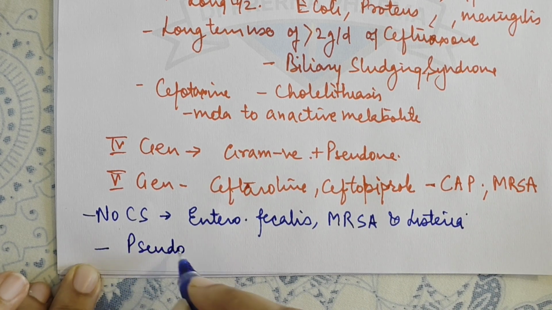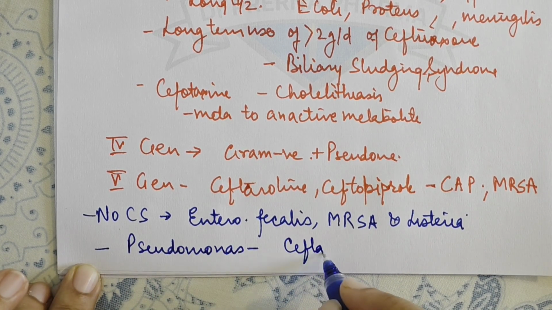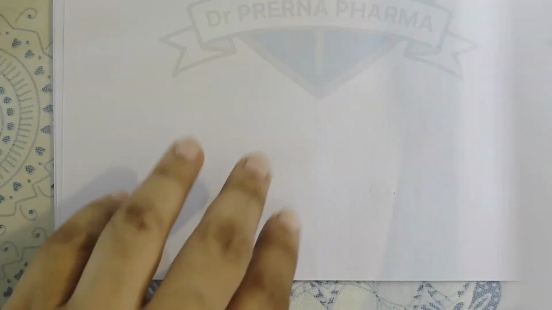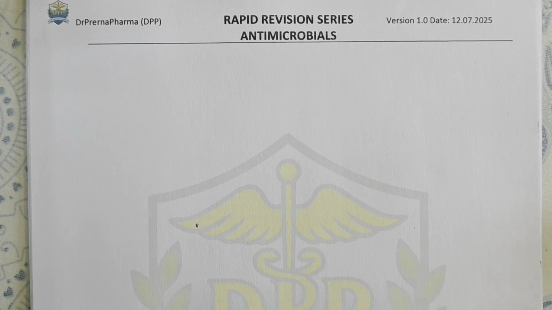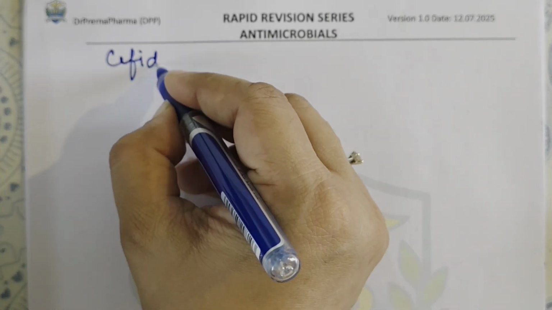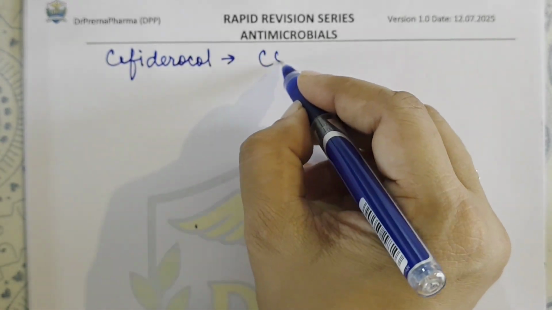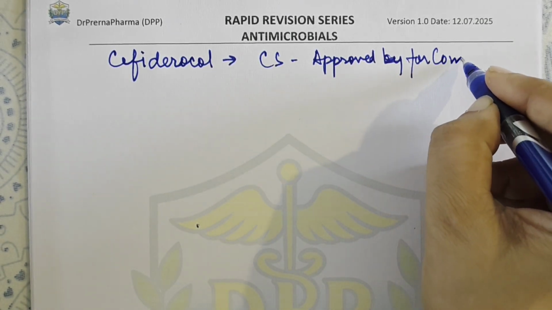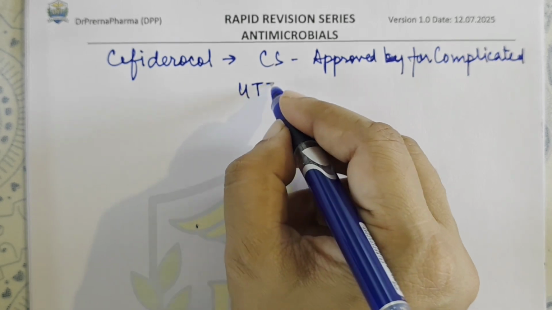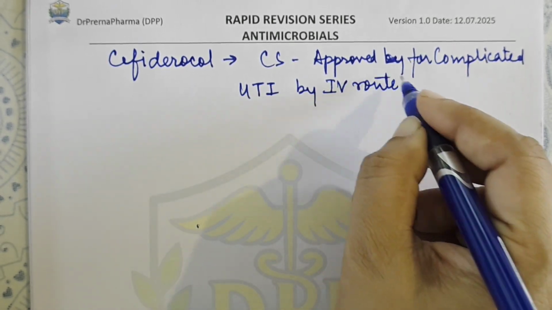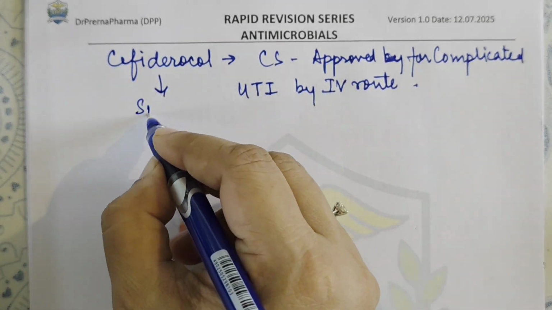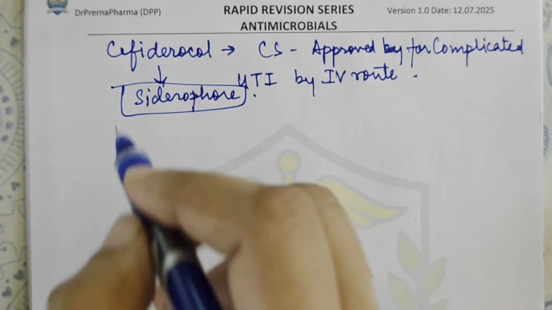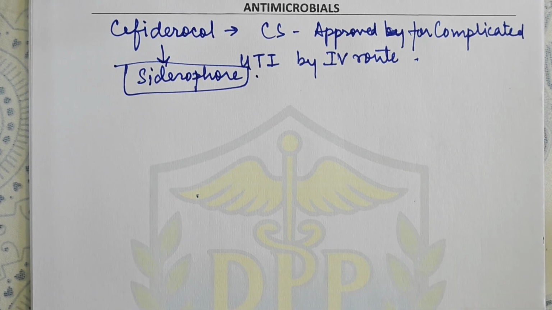Okay, in Pseudomonas infection the drug of choice is ceftazidime plus an aminoglycoside. Then there is a drug called cefiderocol. This is a cephalosporin which is approved for complicated UTI by IV route, right? Unlike other cephalosporins, it is a siderophore, so it can go through the iron channels in the bacterial cell wall and is effective against a wide range of gram-negative bacteria.